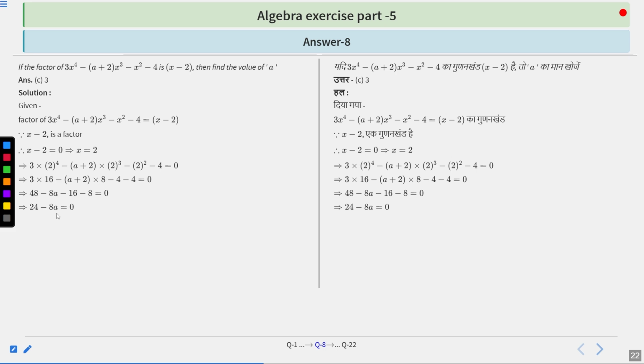Therefore 24 minus 8a is equal to 0, then 8a is equal to 24. So if 8a is equal to 24, then a is equal to 24 upon 8, that is a equal to 3. So option number C is the correct answer. The value of a is 3.